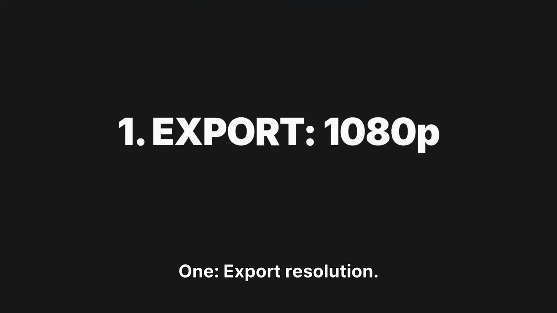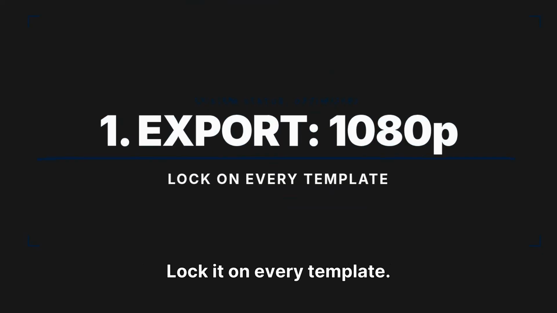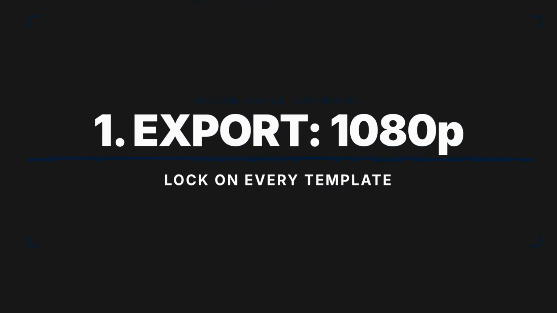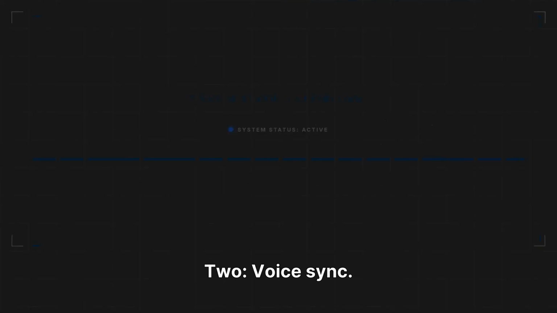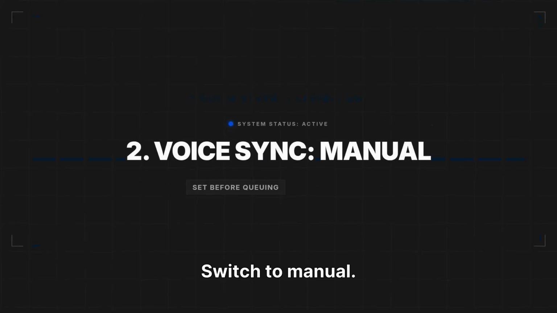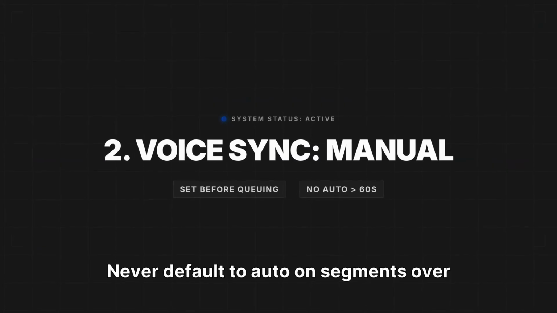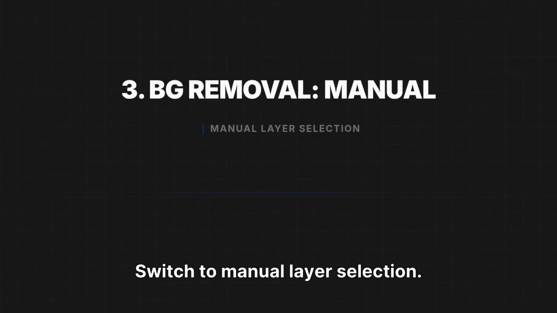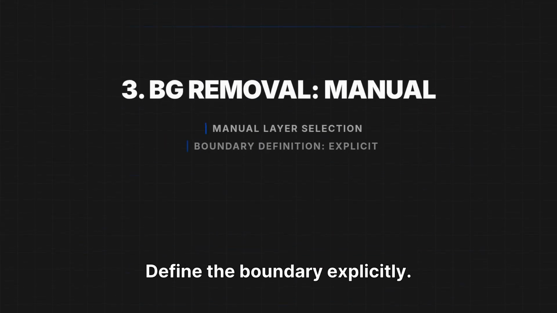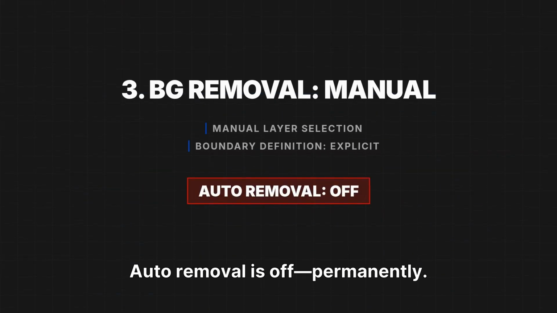1. Export resolution, set 1080p before anything else. Lock it on every template, first action on every new project. 2. Voice sync, switch to manual, set it before queuing, never default to auto on segments over 60 seconds. 3. Background removal, switch to manual layer selection. Define the boundary explicitly. Auto removal is off permanently.